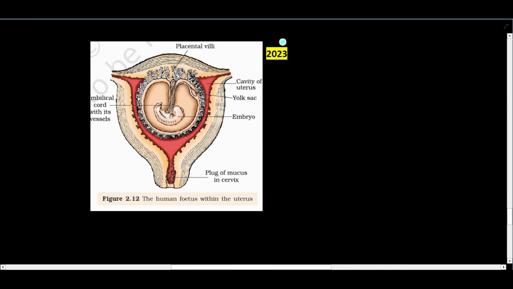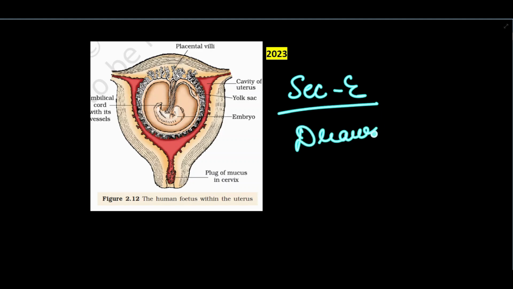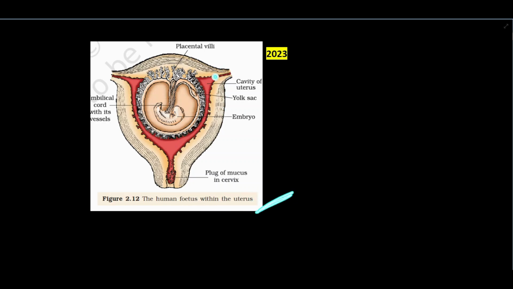The last structure of chapter number 2 is the human fetus within a uterus. So this is the human fetus, which is located in the uterus. This structure has been asked in 2023 examinations. In section E you had a question to draw a structure of a human fetus within the uterus. So you should know how to draw this structure and each and every part of it, that is the umbilical cord, valve, embryo. So this structure is very important.